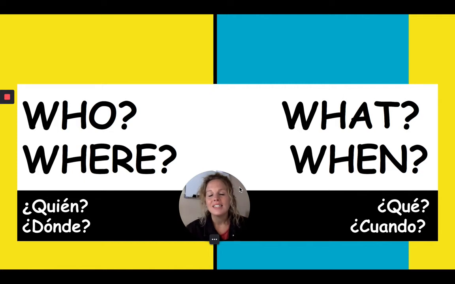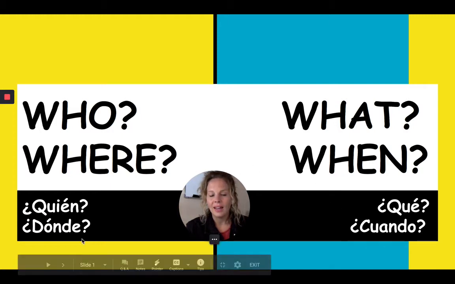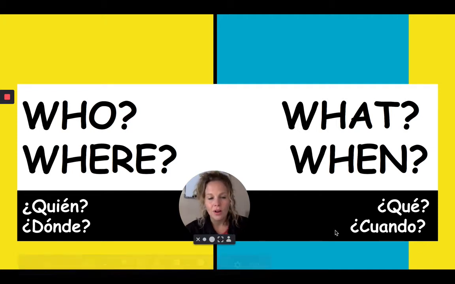Today, we're going to talk about who, what, where, and when. O quién, qué, dónde, cuándo in our stories. When we use who, what, where, and when in our stories, this gives the reader a lot of information about what was happening in the story and who was there. So that way they can imagine it in their heads, and it gives them lots of good ideas to think about as they're reading the story.